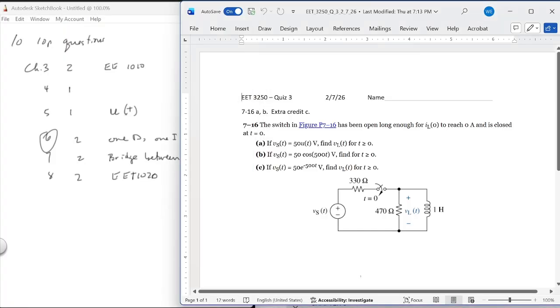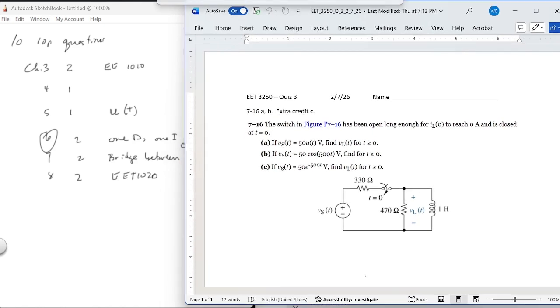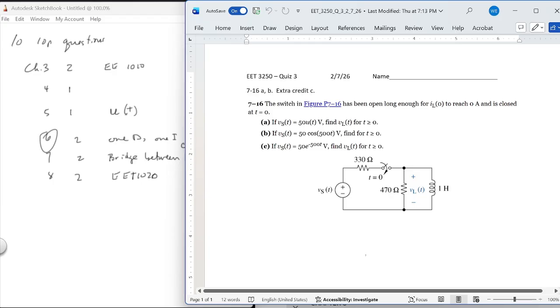Right, so I don't leave you high and dry with this one if you're having trouble with it. This is a chapter 7 problem? Yeah. So let's go back and look and see what we got.